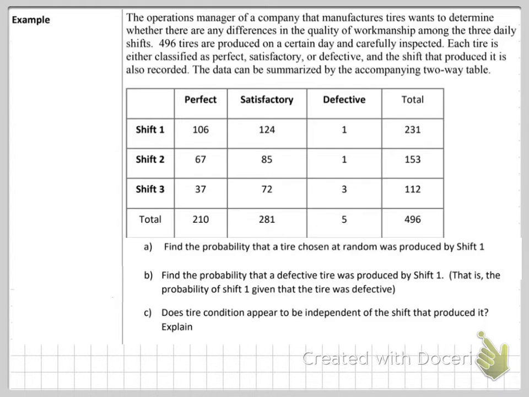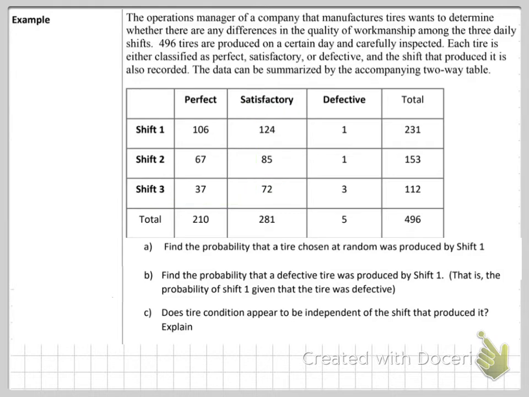It is not an area model at all. This is just identifying and organizing some information that's given to us. So for example, if I look at this number 72 that I've circled, all it represents is that from shift 3, 72 of the items that were produced on that shift would be classified as satisfactory. That's it. That's all it is. Just a way for us to organize the data.